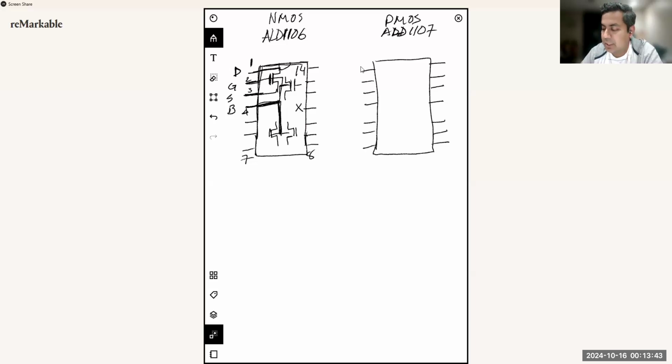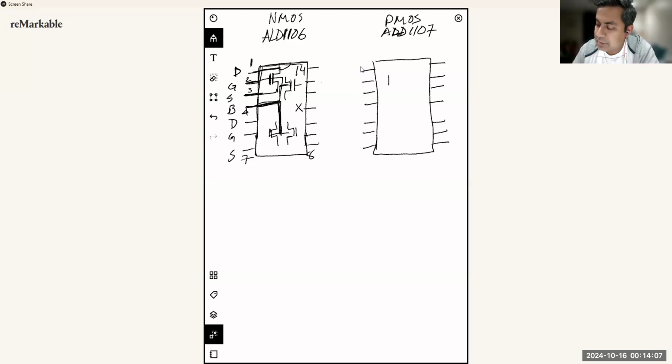And there is no connection at pin 11. You have the drain, gate, source arrangement on all the sides, and you can look in the handout. You only need one NMOS device here. You don't need to use the other 3 in this chip. And it's similar for the PMOS.